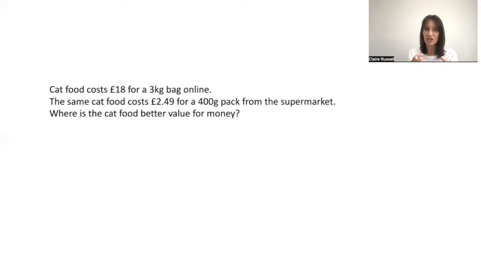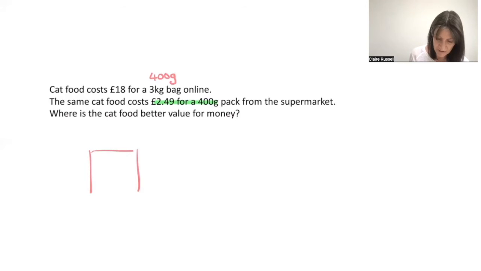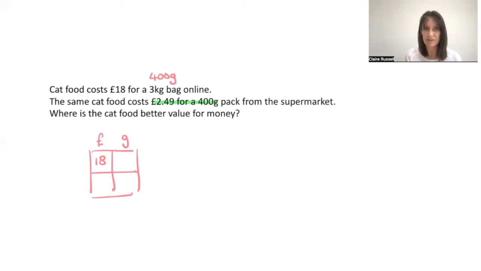So for me, in this question, I've got the fact here that £2.49 is 400 grams in the supermarket. So if I can get 400 grams out of that line, I can just make a perfect match. So that's how I'm going to do it. There is no right, perfect way, but the comparison needs to be really clear. So I know that it costs £18 for 3 kilograms, but I need to be in the same unit. So I'm going to have to change that to grams. So that's going to be 3,000 grams. I want to know what 400 costs so I can compare it to the supermarket.